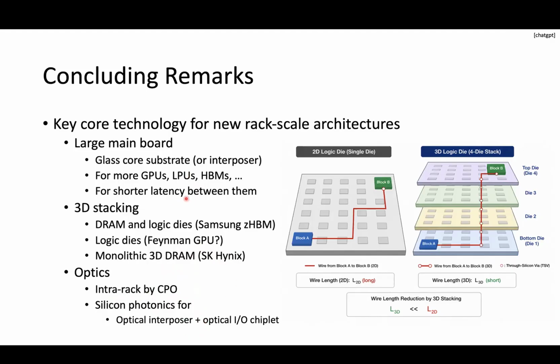So based on these core technologies, we can think about the possibility of future rack scale architecture. Basically, we may use more GPUs and more accelerators like LPUs, and we will use 3D stacked memory on top of GPU or on top of MPU or LPUs. And probably we can also have vertically stacked logic dies and optics.